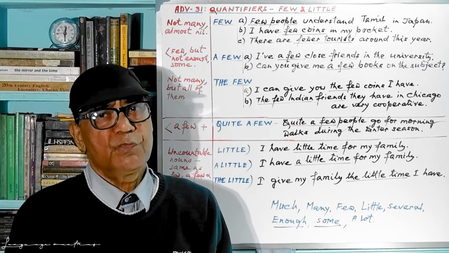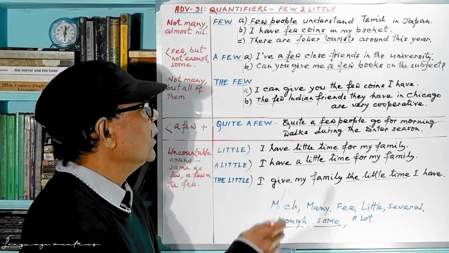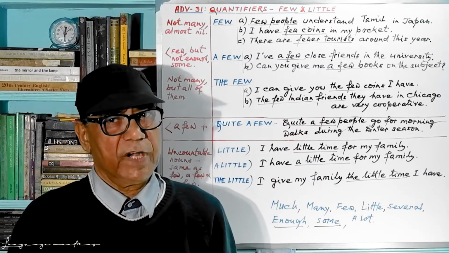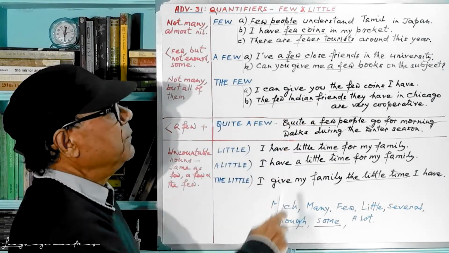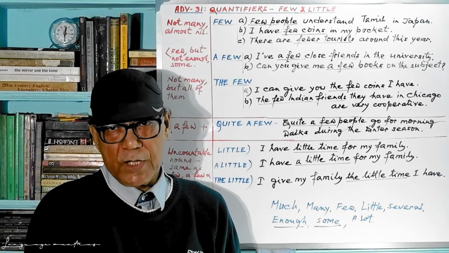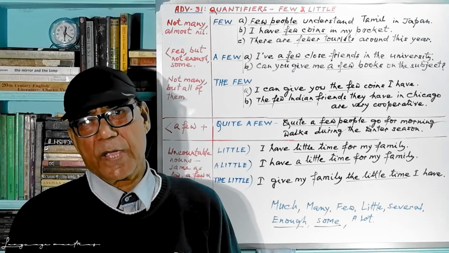Only a few close friends means maybe 4, 5. So in that case, I have a few friends or few close friends, whatever. Next sentence. Can you give me a few books on the subject? A few books. I don't want many books. Just 3 or 4 books if you can give me.